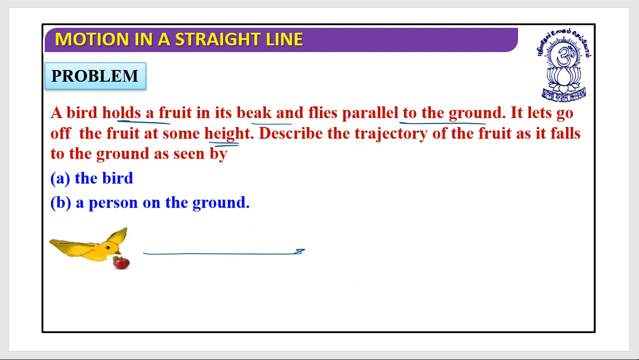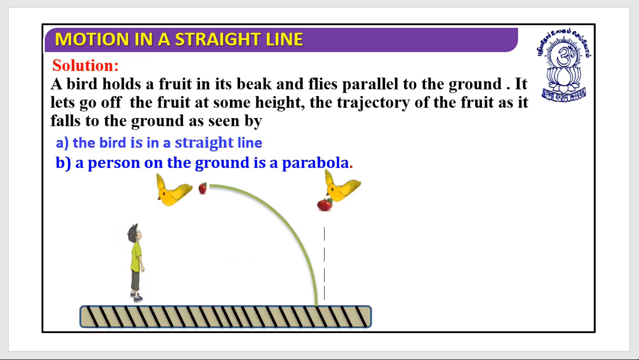So it is moving with constant velocity in the horizontal direction. At a certain height it is going to drop off the fruit, and you need to find out the trajectory. So if you look at this diagram very carefully, if it has dropped this at a certain height, it will look like this as seen by the bird.